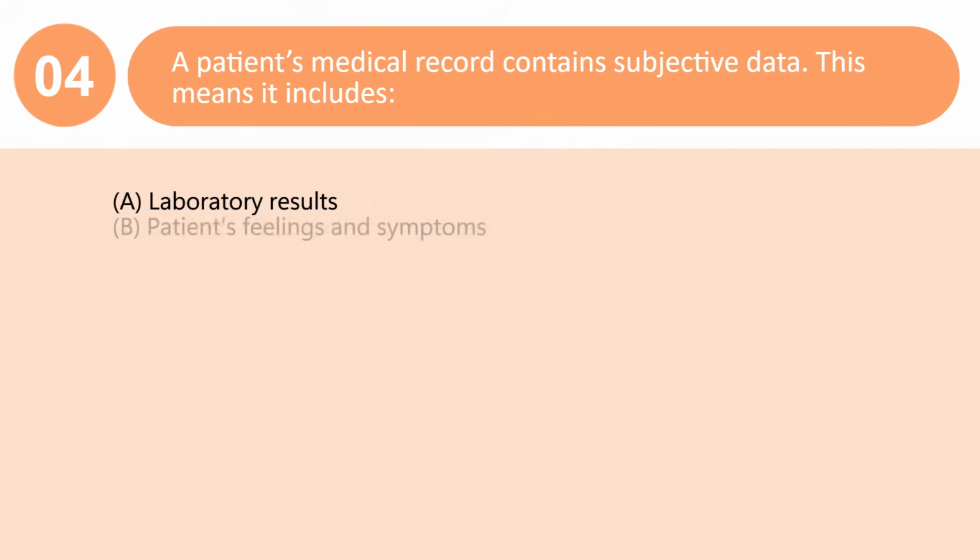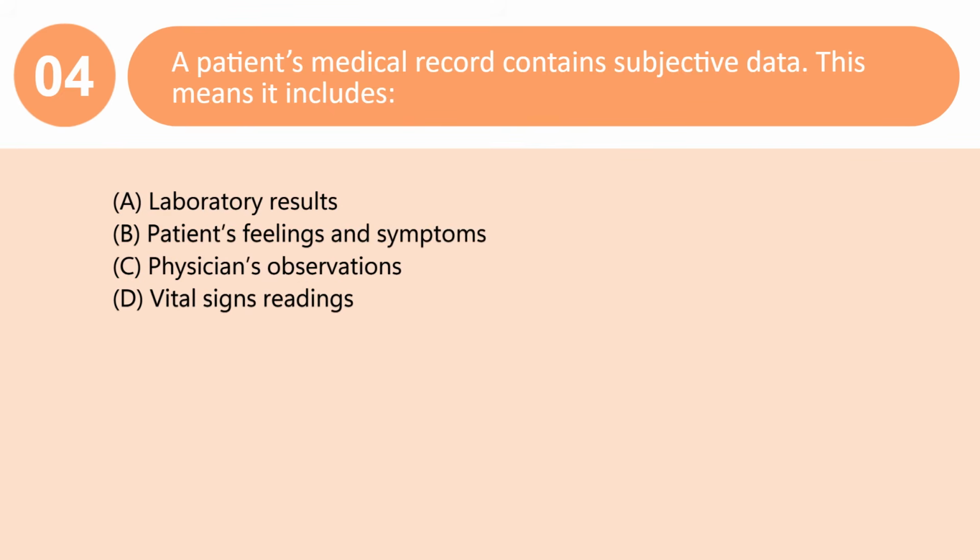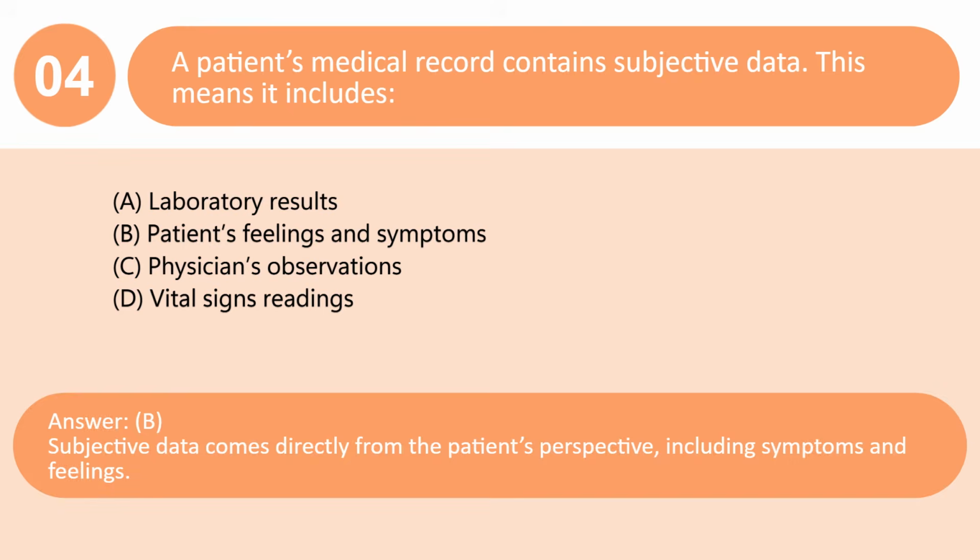A patient's medical record contains subjective data. This means it includes A. Laboratory results. B. Patient's feelings and symptoms. C. Physician's observations. D. Vital signs readings. Answer B. Subjective data comes directly from the patient's perspective, including symptoms and feelings.